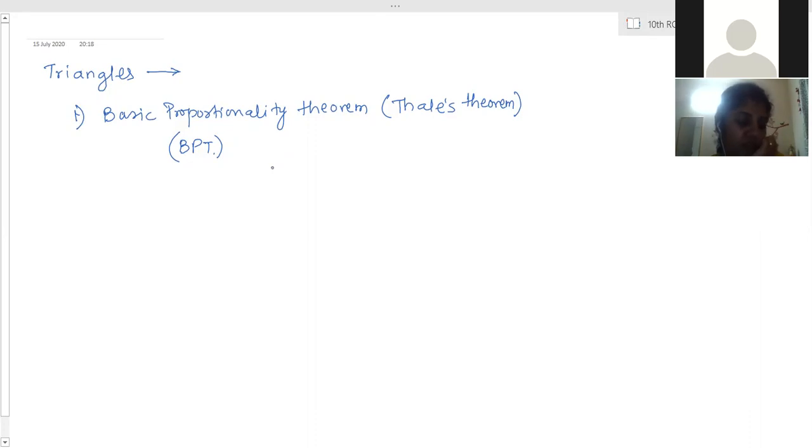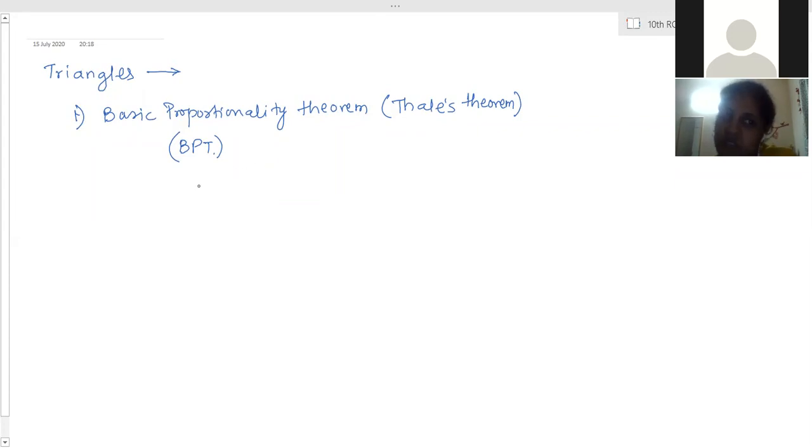Then second one is similarity of triangles. We have to prove triangles similar and do some provings based on similarity of triangles. Third one is the area theorem of similar triangles. If the triangles are similar, then the relation between their areas. That is the third part. And the fourth part is Pythagoras theorem. You have to prove Pythagoras theorem based on similarity of triangles, and then use it for further proving parts of this chapter.